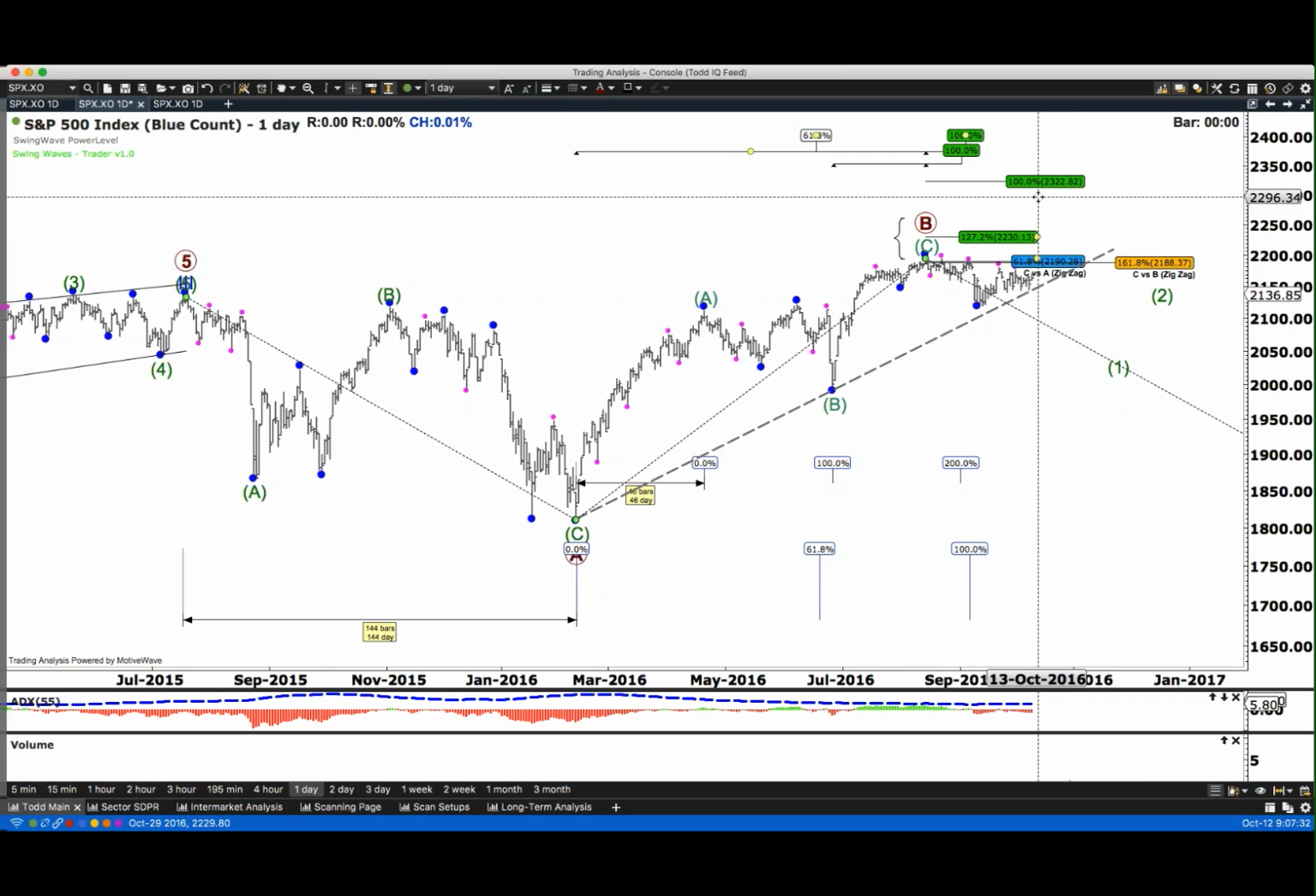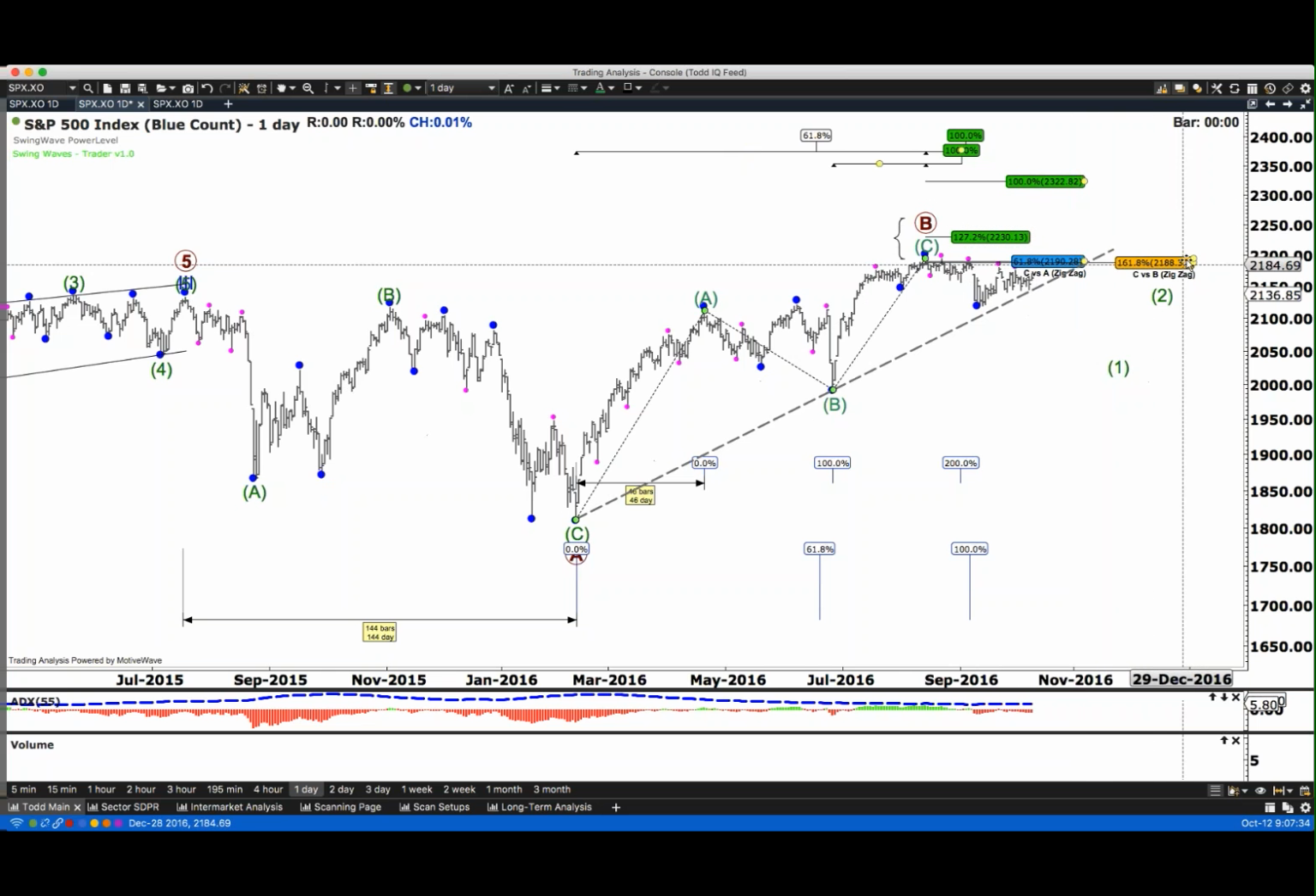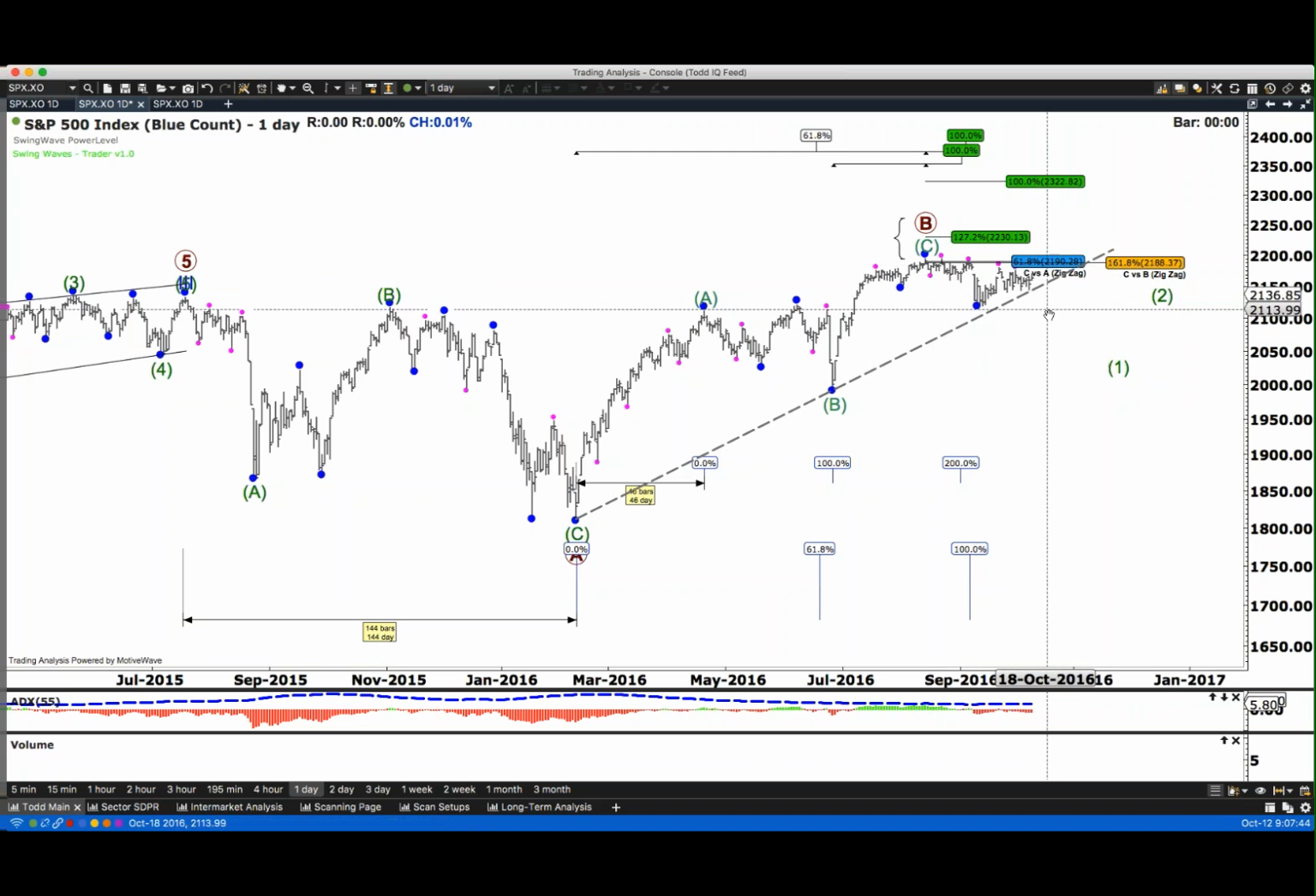So this guy has held this little zone of Fib resistance fairly well. Actually, no, sorry, that's a bigger 1272. Here's the 1618, excuse me. This is the 1618 extension of B compared to C. So we got 1618 and 618, 2190 area that has capped the S&P, and we've begun to back away.